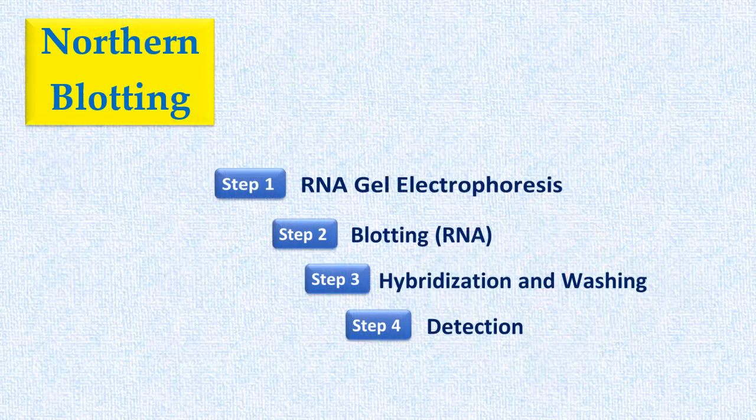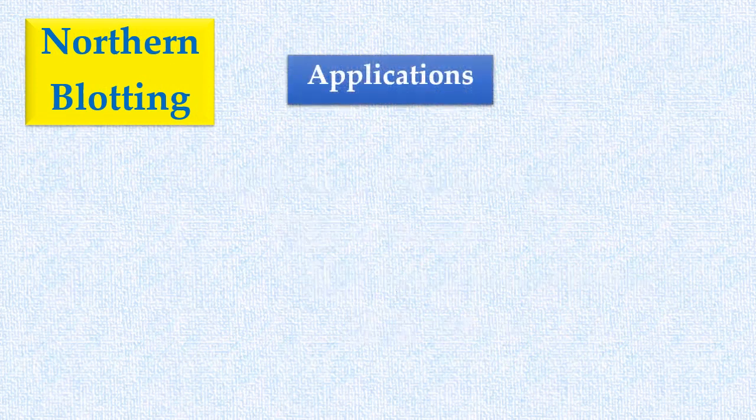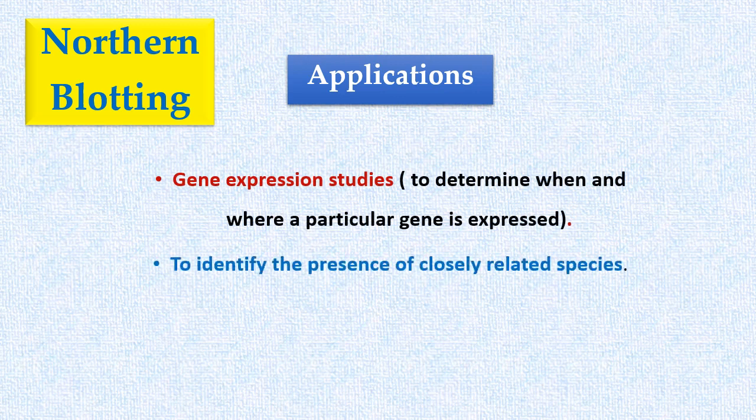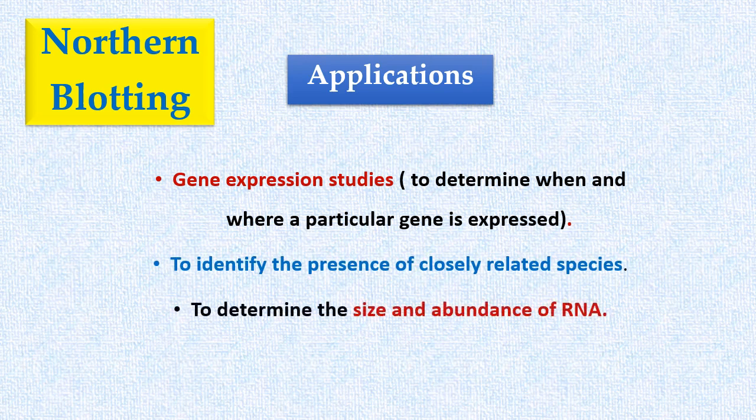So, these were the steps involved in Northern blotting. The main applications of Northern blotting include gene expression studies, such as to determine when and where a particular gene is expressed, to identify the presence of closely related species, to determine the size and abundance of RNA, and for the analysis of RNA processing.